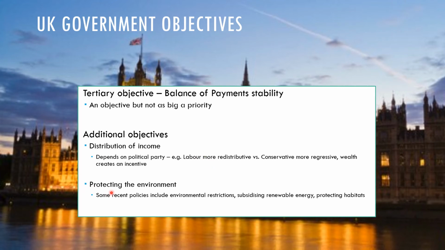The last objective is protecting the environment. There have been some policies on environmental restrictions and legislation, things like subsidising renewable energy and protecting habitats. But again, the extent to which this is a main objective of government policy could be debated.